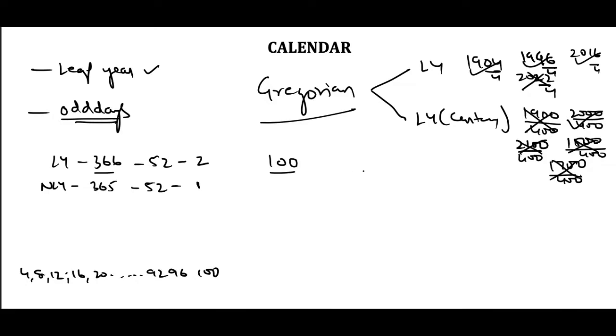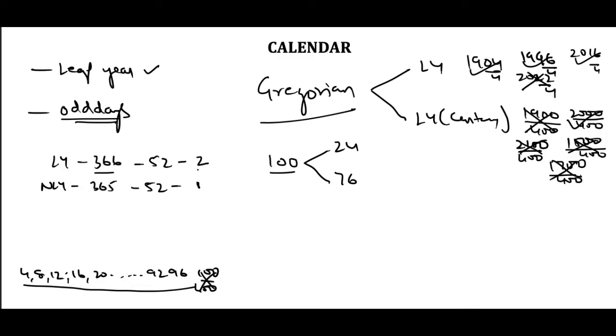But in the Gregorian calendar, the 4th century year was the first century year to be a leap year. So 100 was not a leap year because it is not divisible by 400. So from 4 to 96 we have 24 leap years. Out of 100, with 24 leap years, the remaining 76 are non-leap years.